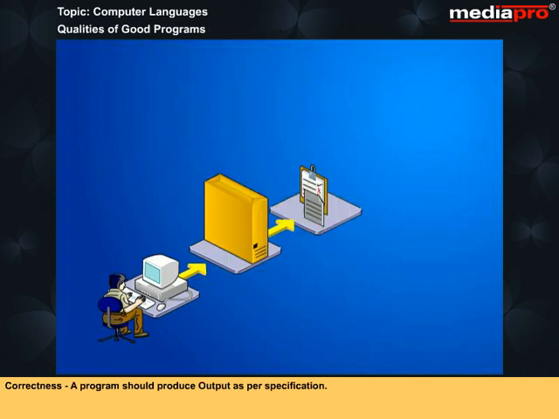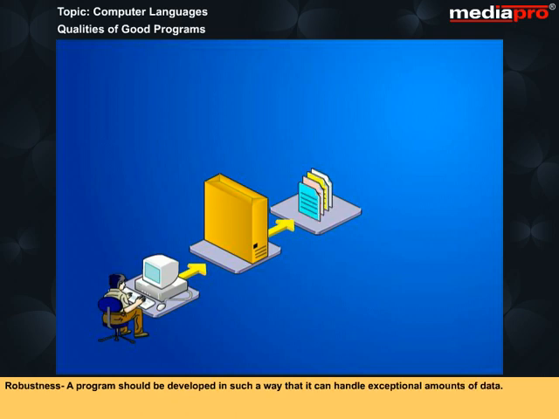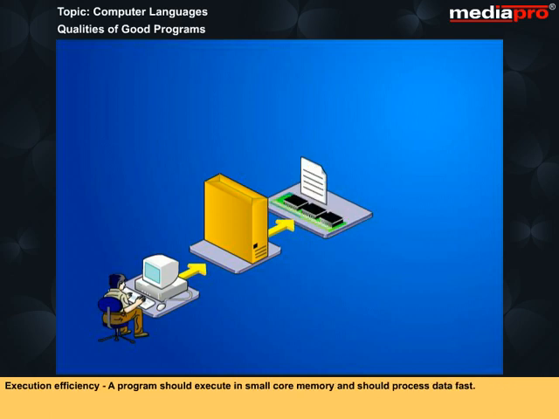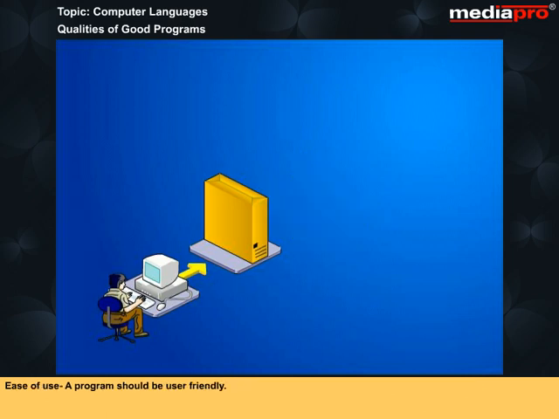Correctness, a program should produce output as per specification. Reliability, a program should function accurately for a long period of time. Robustness, a program should be developed in such a way that it can handle exceptional amounts of data. Execution efficiency, a program should execute in small core memory and should process data fast. Ease of use, a program should be user-friendly.